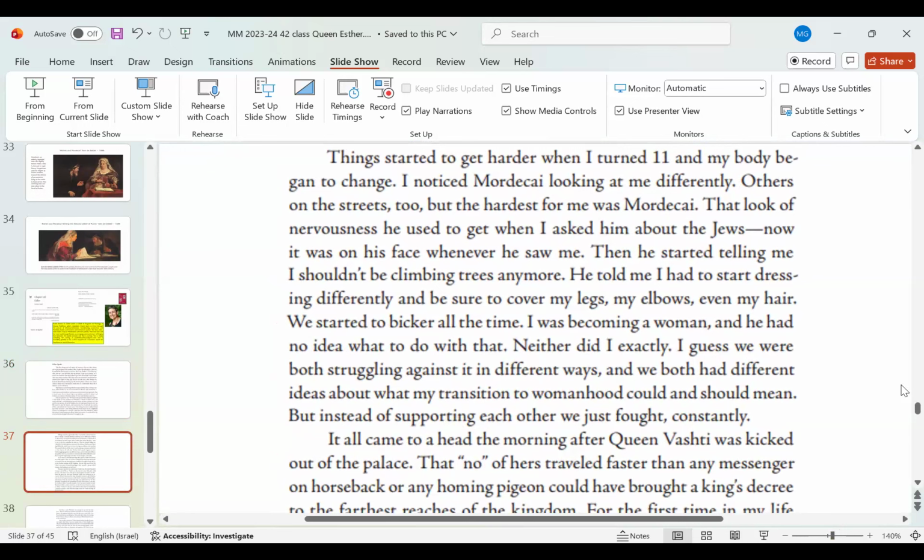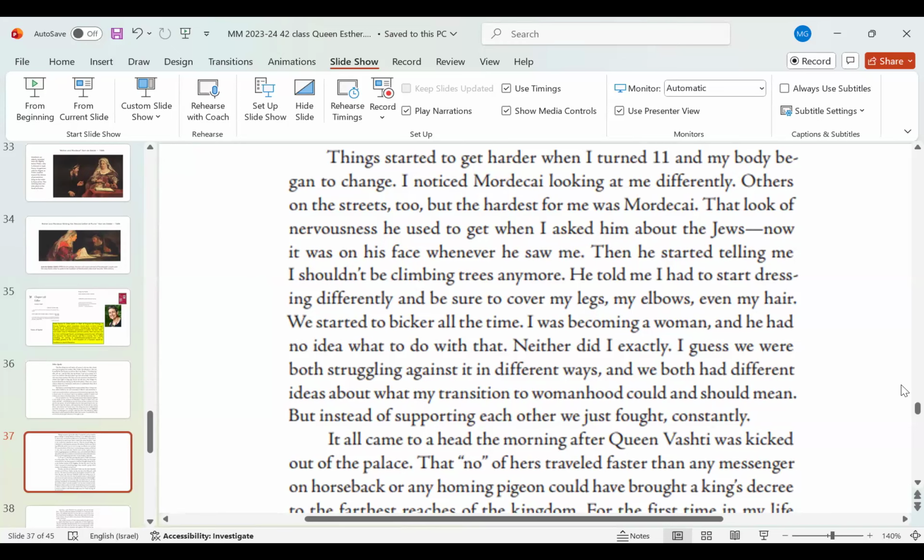Things started to get harder when I turned 11 and my body began to change. I noticed Mordecai looking at me differently. Others on the streets too, but the hardest for me was Mordecai. That look of nervousness he used to get when I asked him about the Jews. Now it was on his face whenever he saw me.